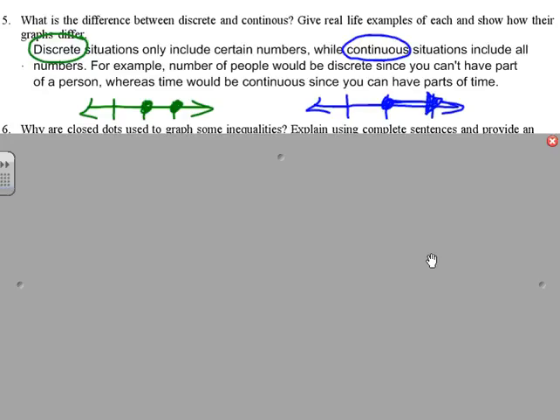Okay, anything that can be split up would be continuous. So if you could have fractions of it or parts of it, it would be continuous. If you cannot split it up, that would be discrete. So the two examples I used, people would be discrete. You can't have parts of a person. And time would be continuous because you can have fractions or parts of an hour or a minute or a second.